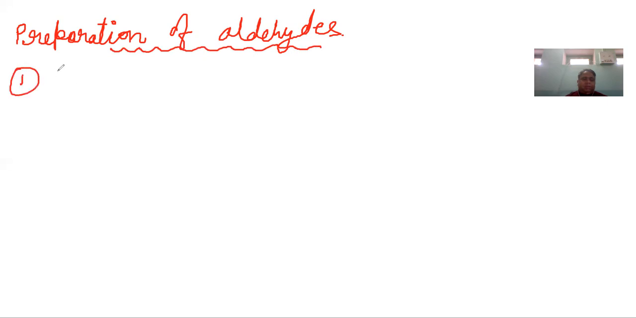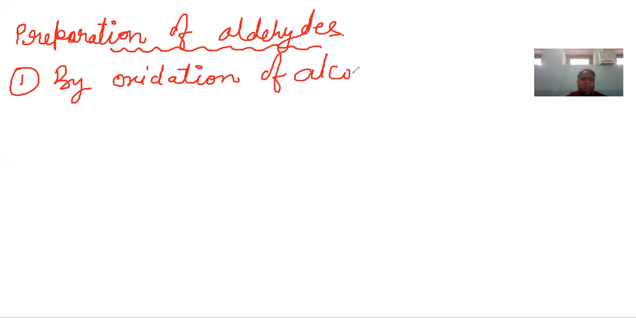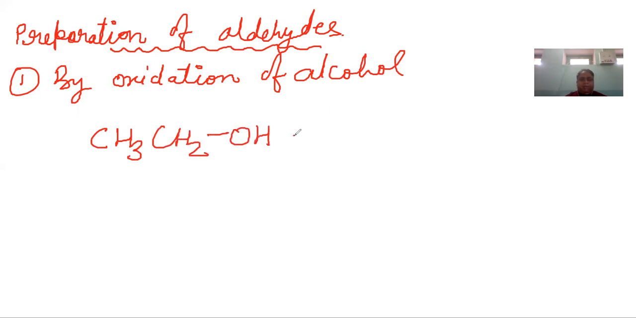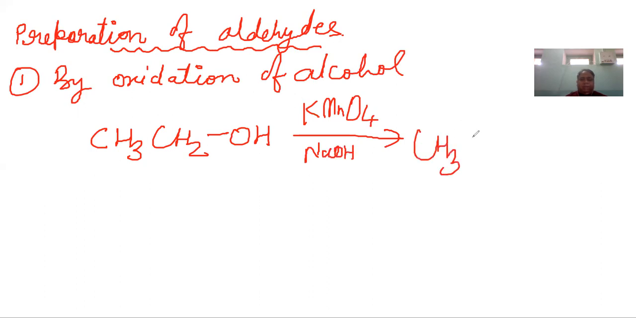First, by oxidation of alcohol, like CH3CH2OH. If it is oxidized using KMnO4 and NaOH, it will form CH3CHO.